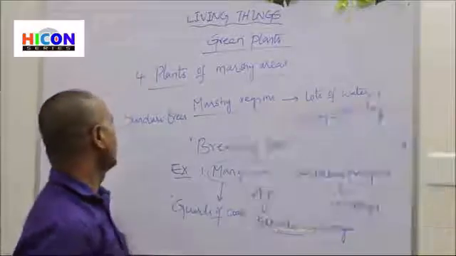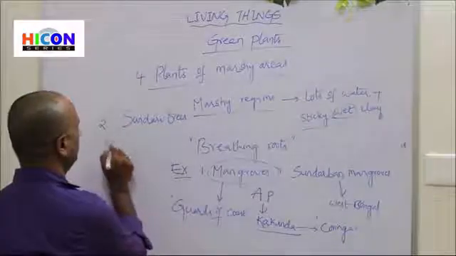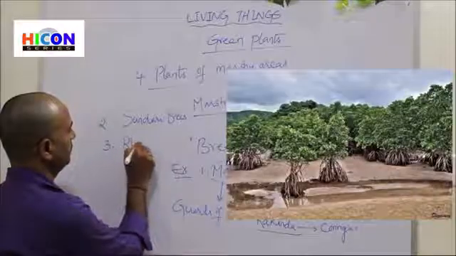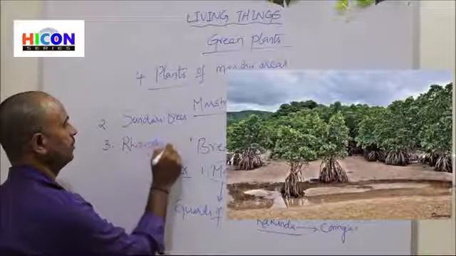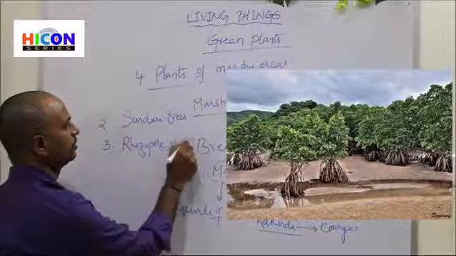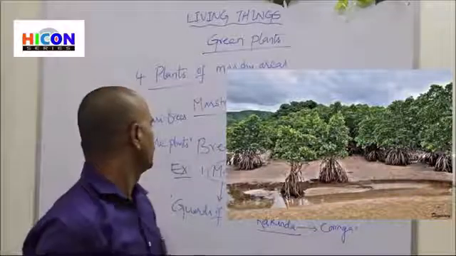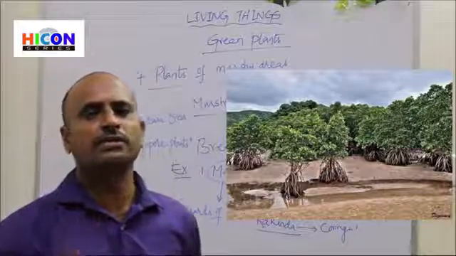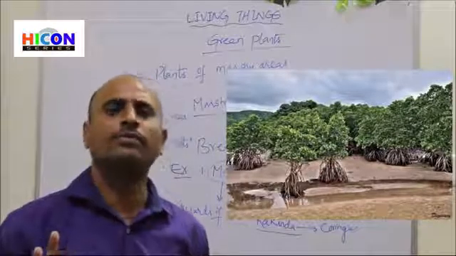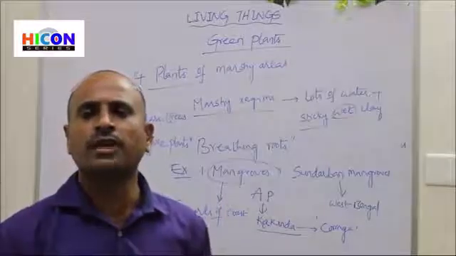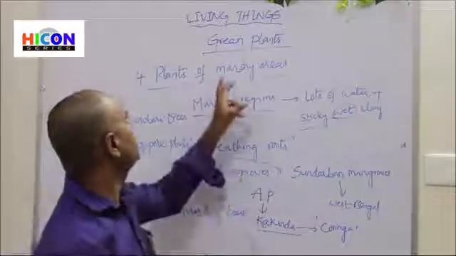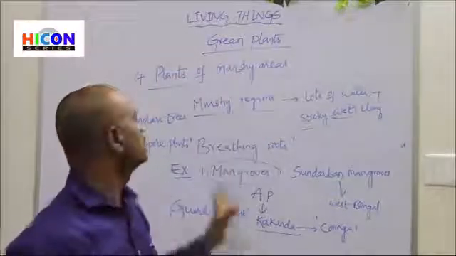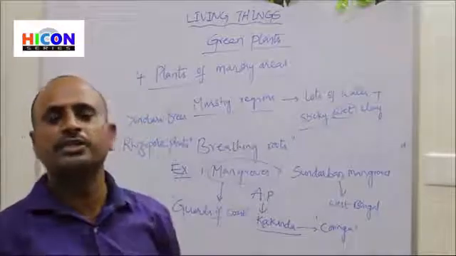Next, the third example for these plants is rhizophora plants. So these also look like mangrove plants. So look at the picture. In the picture, you are observing rhizophora plants. So all these are examples for the marshy plants, that means the plants growing in marshy areas. So this is about the plants growing in marshy areas.